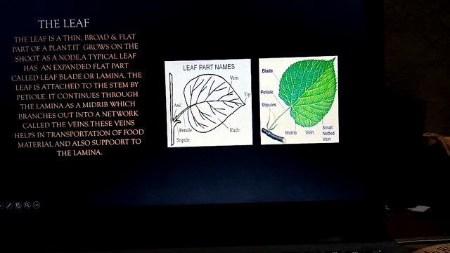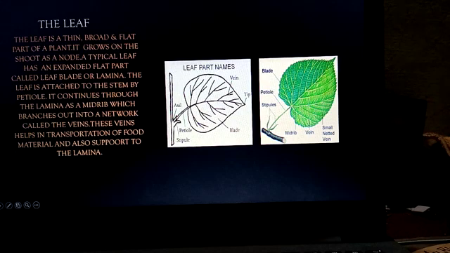You can see the network here, which looks like veins, and this network is nothing but veins. And what is the use of these veins? These veins help in transportation of food material and also support the lamina. It gives support to the lamina. So this is about the structure of a leaf.